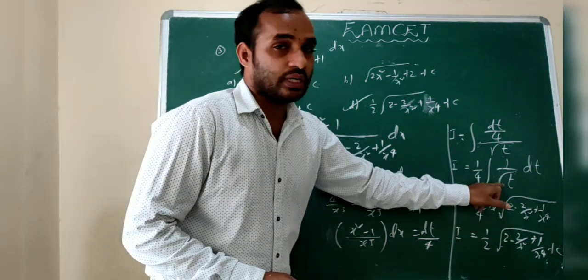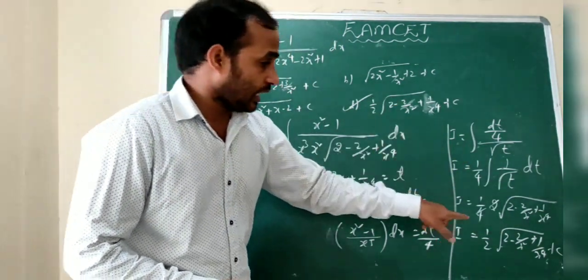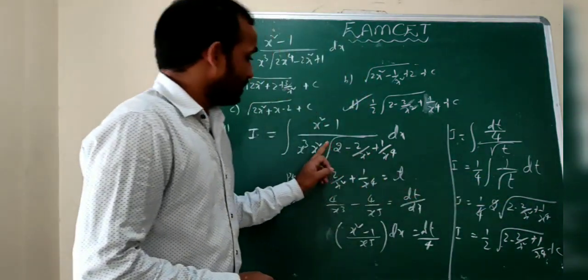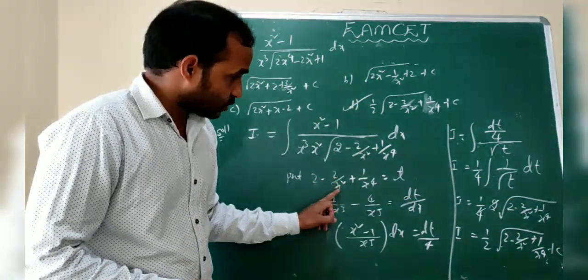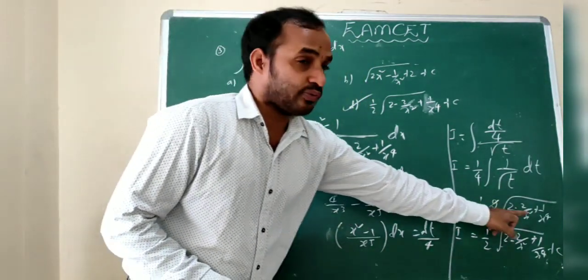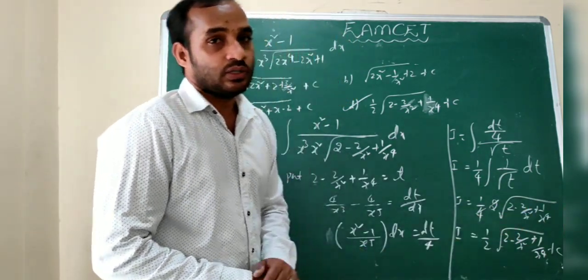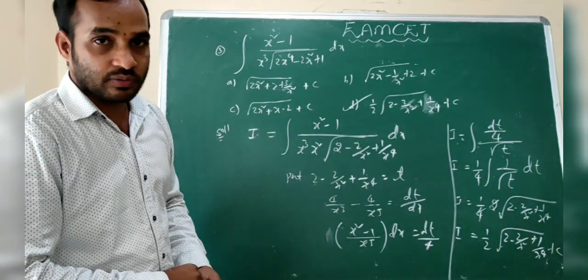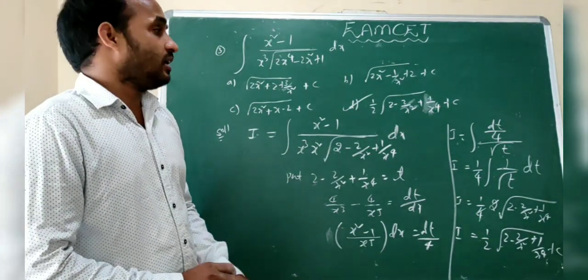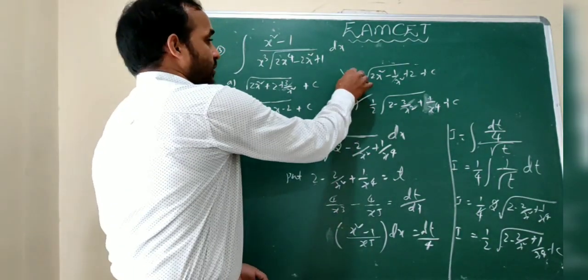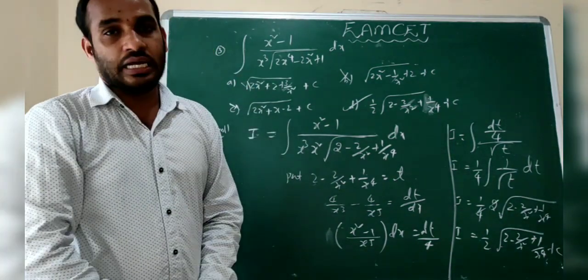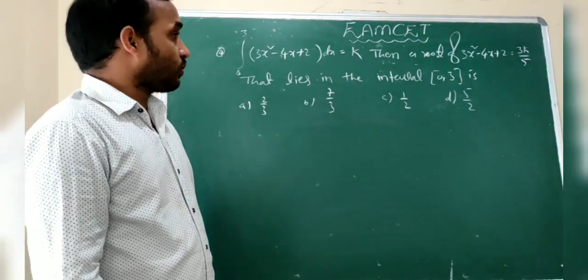1 by 4, 2 into integration of root t means 2 root t, t means this is 2 minus 2 by x square plus 1 by x to the power of 4 under root. So that means 2 1 is 1 by 2 under root of 2 minus 2 by x square plus 1 by x to the power of 4 plus c. D option is the correct one. Remaining A, B, C will be cancelled out. So let us see one more problem.